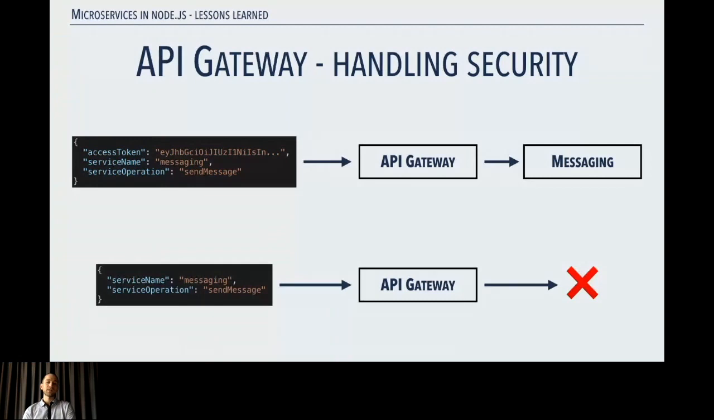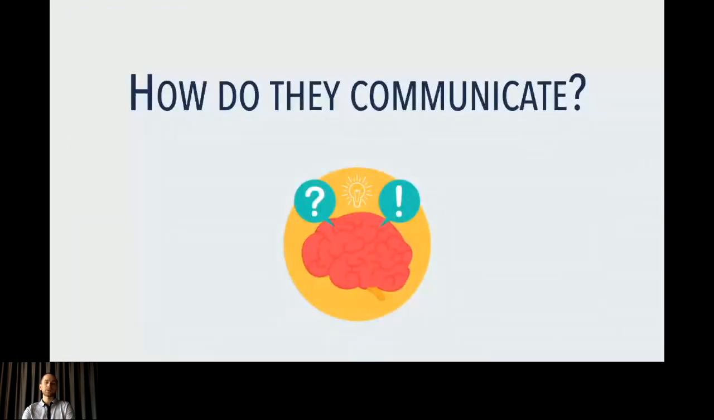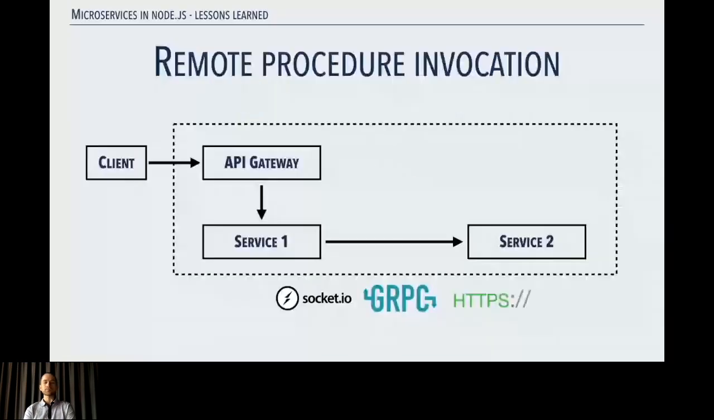Okay, so we send a message to our system. Let's dig deeper and find out how these services can communicate. There are different approaches. One of them is remote procedure invocation, also known as remote procedure call. For that purpose, we can use, for example, gRPC, good old HTTP, or even socket.io. We are using mostly gRPC, and to communicate between client and gateway, we are using WebSockets.